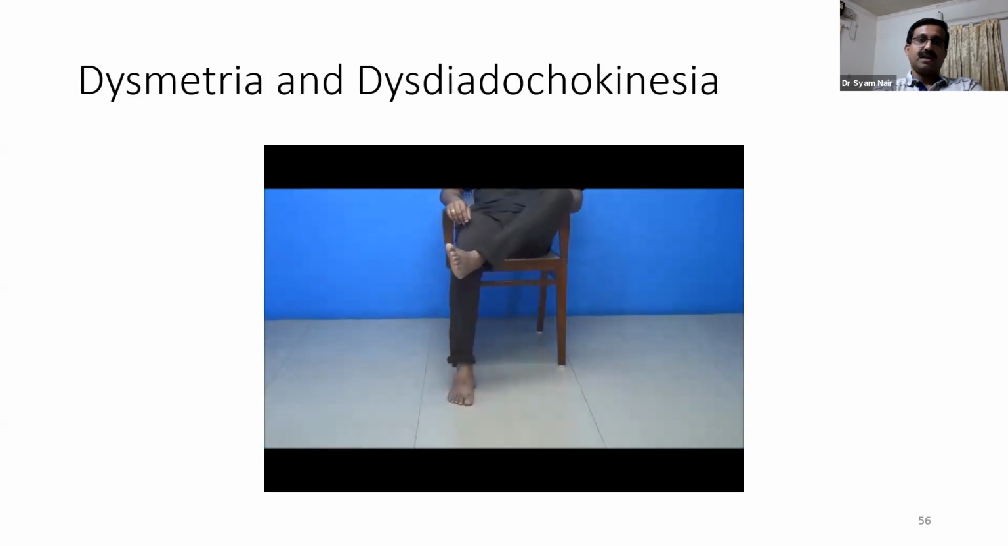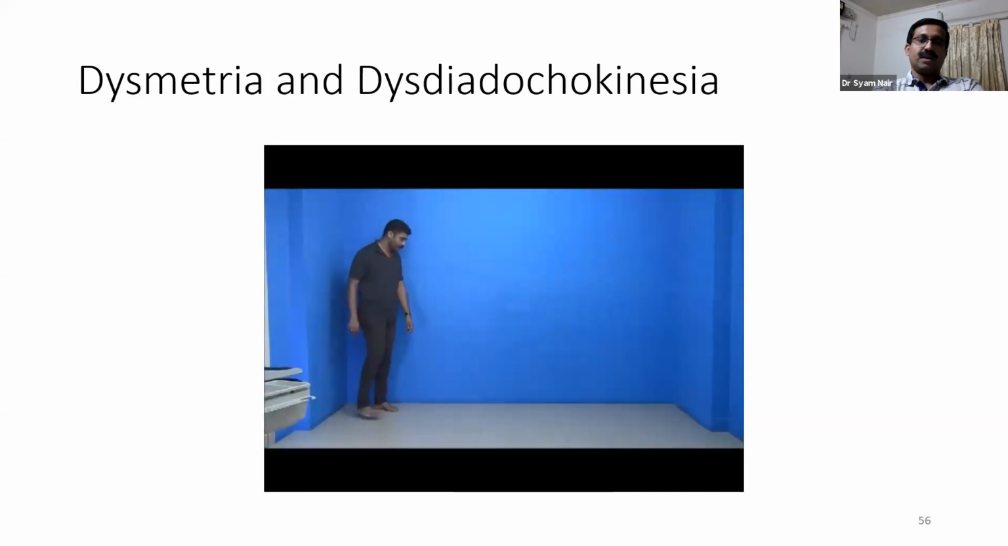This is how we do the heel-shin-knee test. You can see the same pattern of intention tremor and incoordination with the volume.